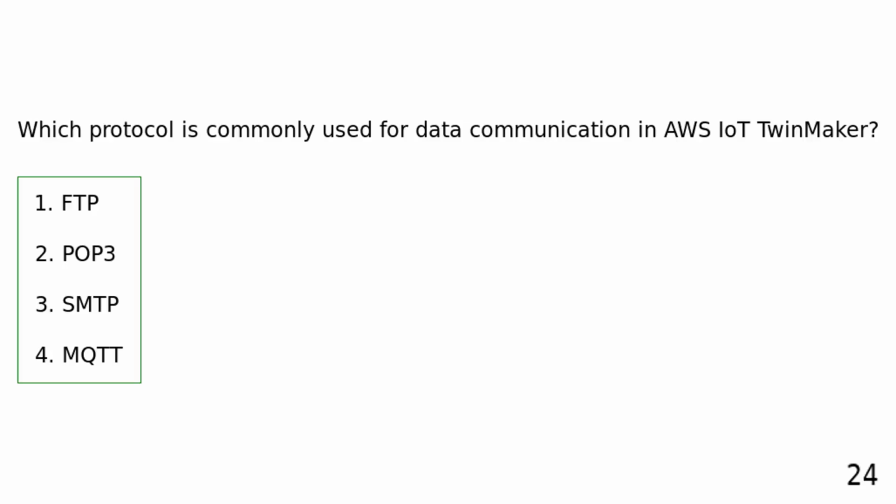Which protocol is commonly used for data communication in AWS IoT TwinMaker? FTP, POP3, SMTP, MQTT.